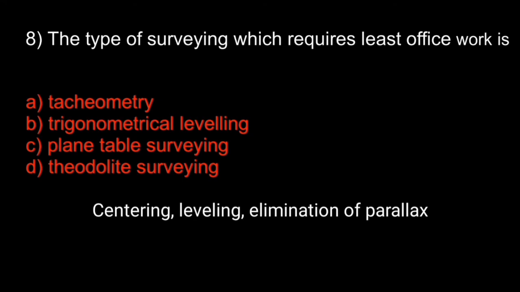Centering means bringing the vertical axis of the theodolite immediately over a station mark. And leveling: the theodolite is accurately leveled with reference to the plate levels by means of foot screws to make the vertical axis truly vertical. For great accuracy, the instrument should be leveled with reference to the altitude level. Third one, elimination of parallax. Parallax is the apparent movement of the image with respect to the crosshair. Parallax can be eliminated by focusing the eyepiece and focusing the object glass.